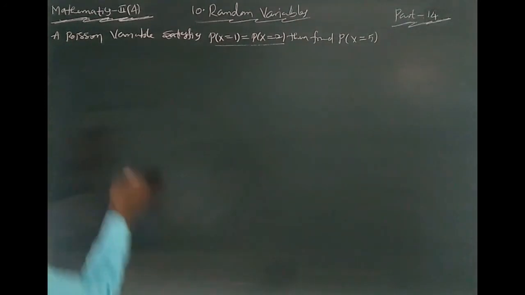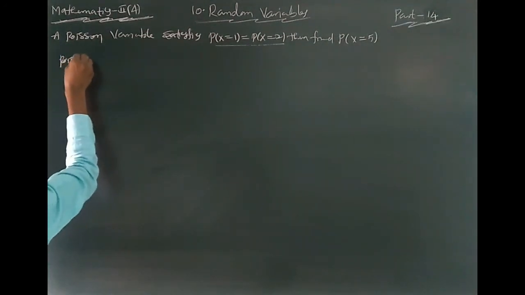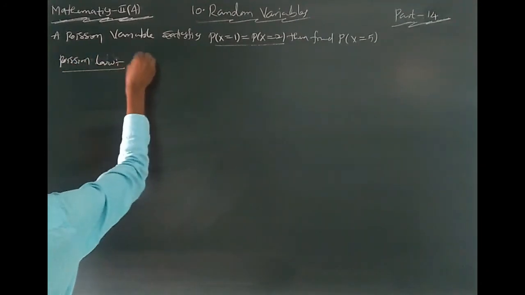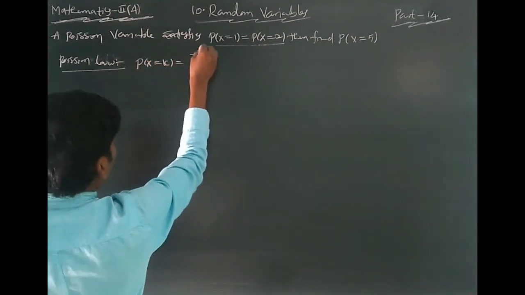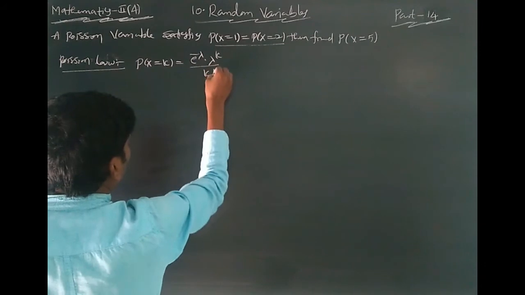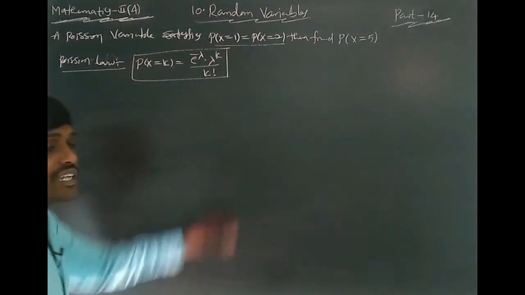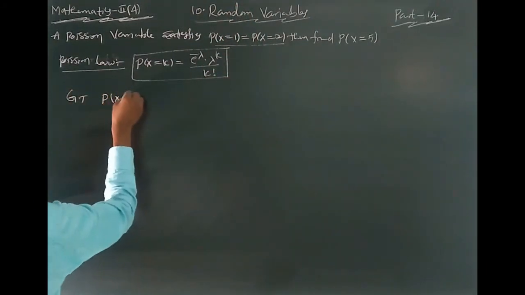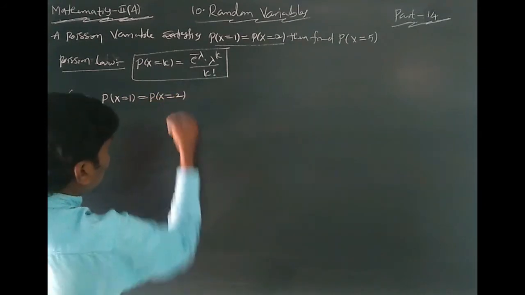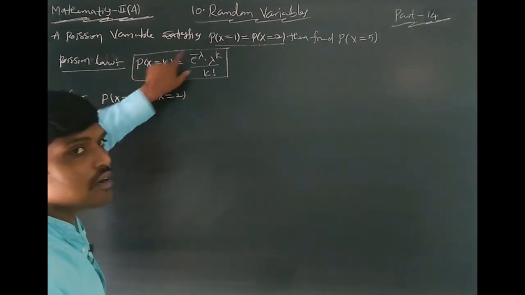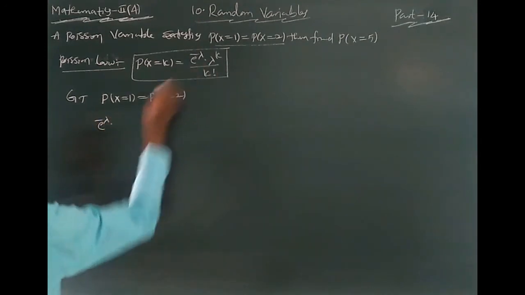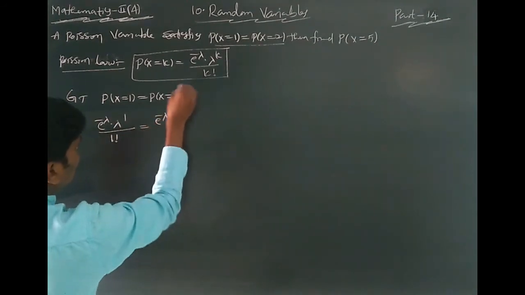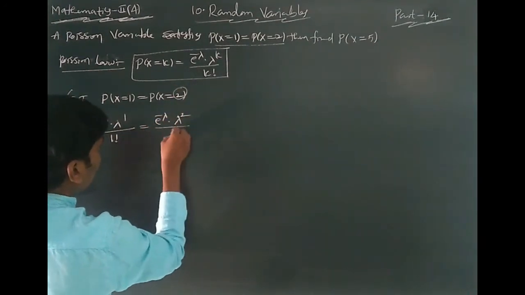First of all, what is the Poisson distribution formula? Poisson law. P of x is equal to k equals e power minus lambda into lambda power k by k factorial. This is the formula. What is the given condition? Given that P of x equal to 1 is equal to P of x equal to 2. In this condition, you can write k value 1: e power minus lambda into lambda power 1 by 1 factorial is equal to e power minus lambda into lambda power 2 by 2 factorial.